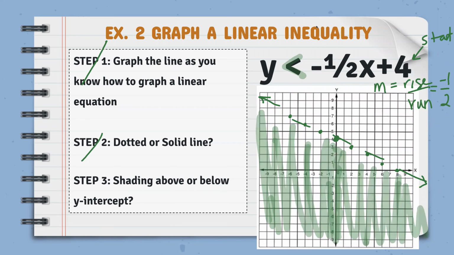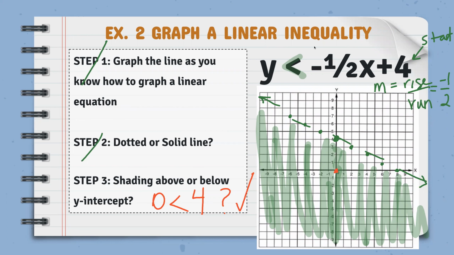If you would prefer to test a point, sure, let's do that. 0, 0 is always easiest to test if you can. If I plug in 0, negative a half times 0, 0 plus 4, is 0 less than 4? And because it is, 0, 0 is a solution, so I shade here. The solution to this inequality is this entire shaded region, and it keeps going to negative infinity on the y-axis, negative and positive on the x-axis.